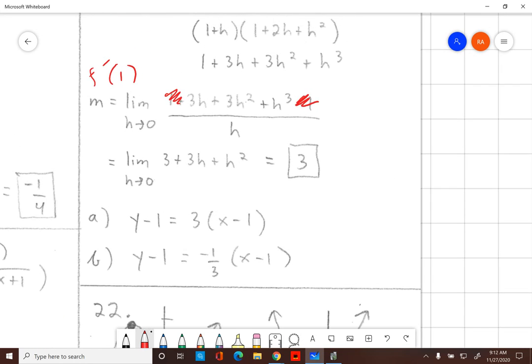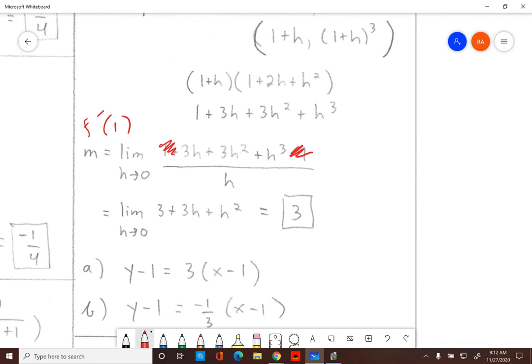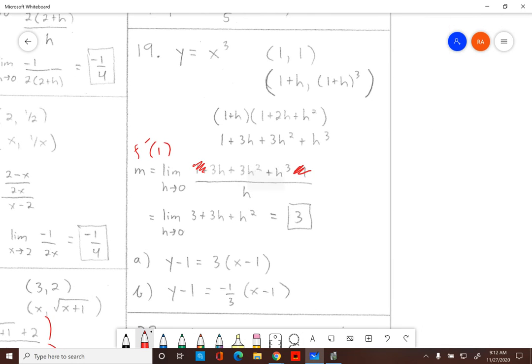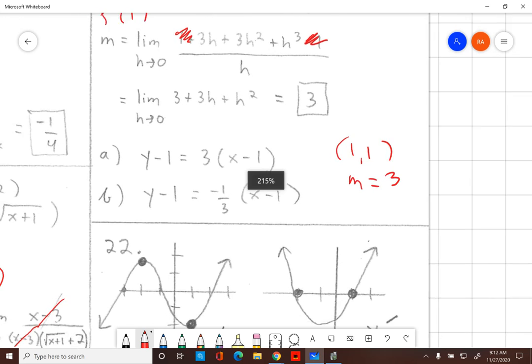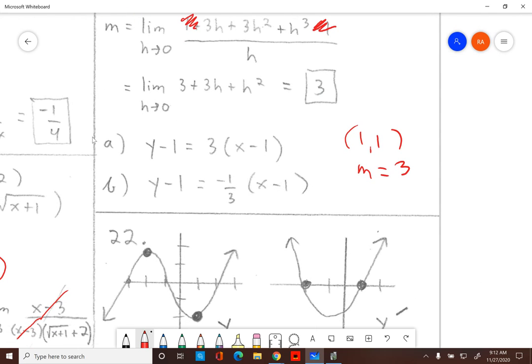Okay, so let's finish this one up here, sorry. So then I have my point, (1, 1). I have my slope of the tangent line at (1, 1), which was equal to 3. So with my point and my slope, I can dump everything into point slope: y minus 1 equals 3 times x minus 1. And then the normal line, again, same point and just opposite reciprocal slope. So tangent line, normal line.